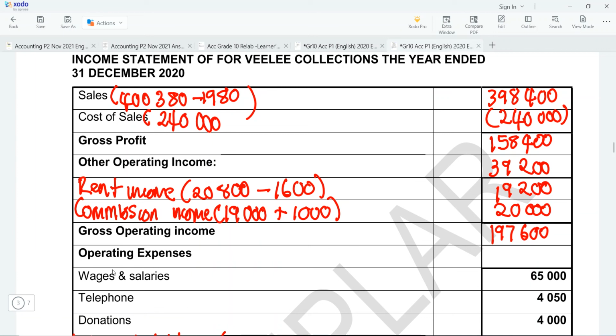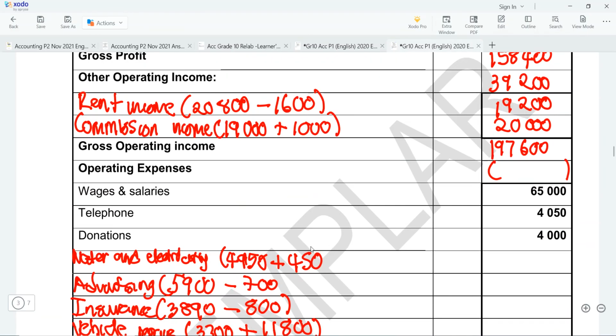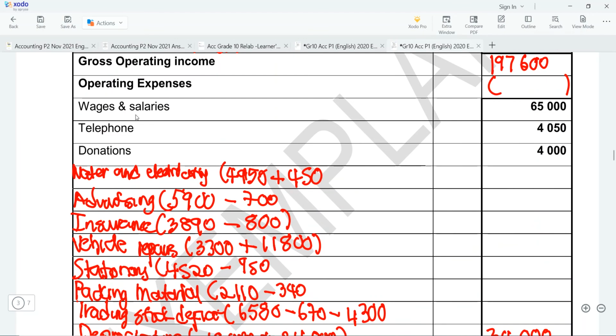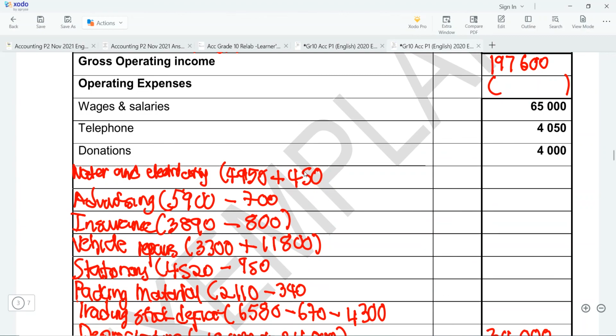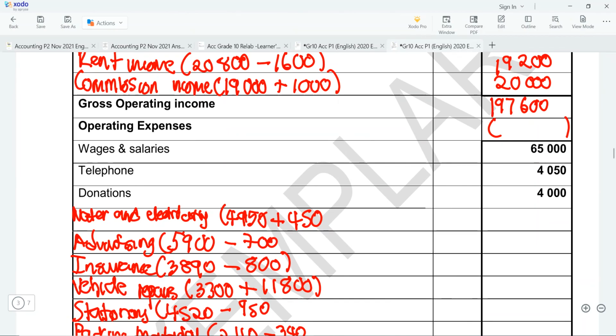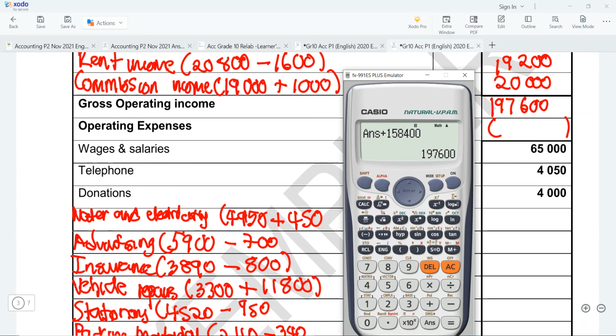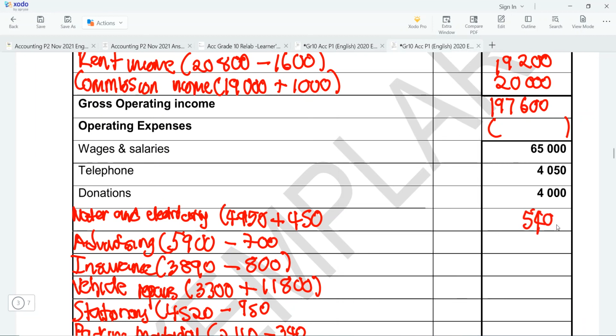And now remember, we're going to move to our operating expenses. Operating expenses by their nature are supposed to be in brackets, so we will just add the ones that have not been added for us. Let's just check if we did not repeat anything. Wages and salaries, telephone are not here, so it means we did not repeat. Okay, it's fine. So now let's finalize our water and electricity so that we can get the final amount. So 4,950 plus 450 is going to give us 5,400. So that 5,400 will come here as a final amount.